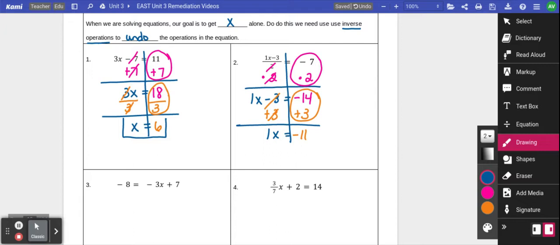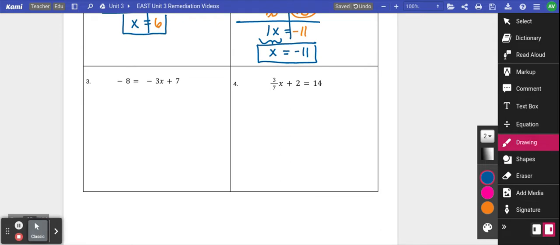Now, some people might be thinking, shouldn't we divide by 1 next to get rid of the 1? But 1x is the same thing as just plain old x. So I've already finished solving. I don't need to do anything else because 1x and x mean the same thing. So x would just be negative 11.